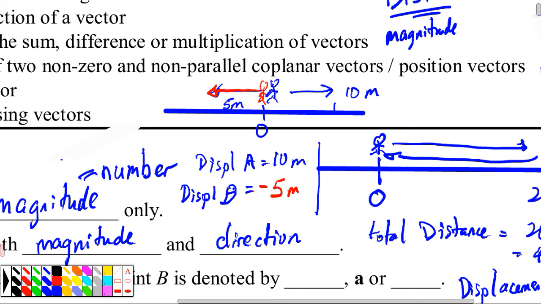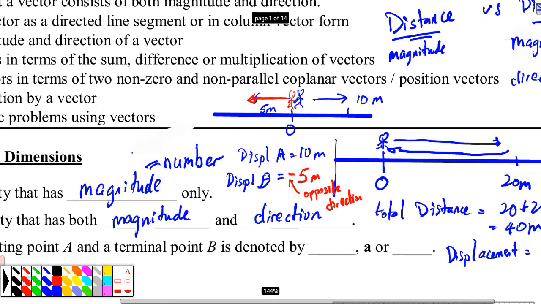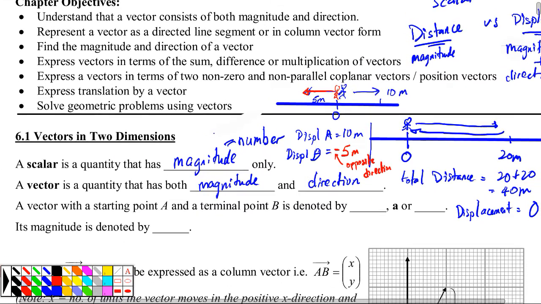Can you follow so far? So now when you see a minus sign in vectors, it just means the other direction. So this one means opposite direction. Okay, so far can? Now, the third sentence says this. I want to represent a vector.